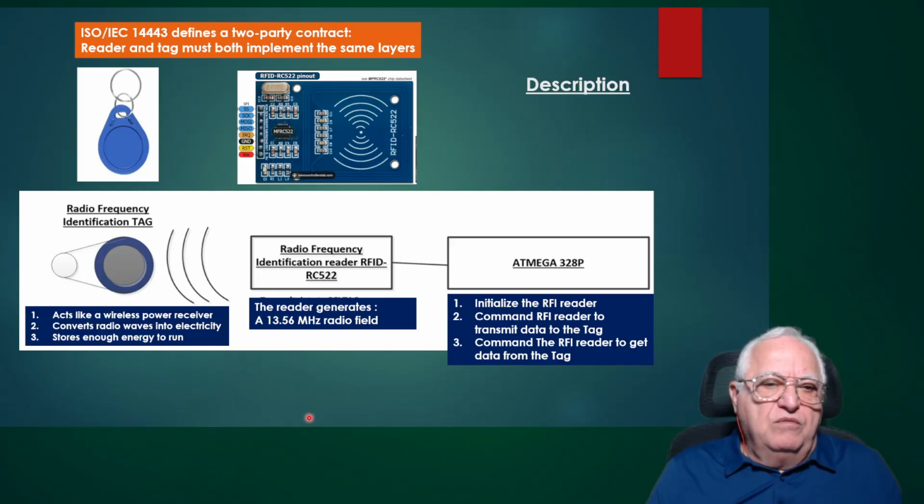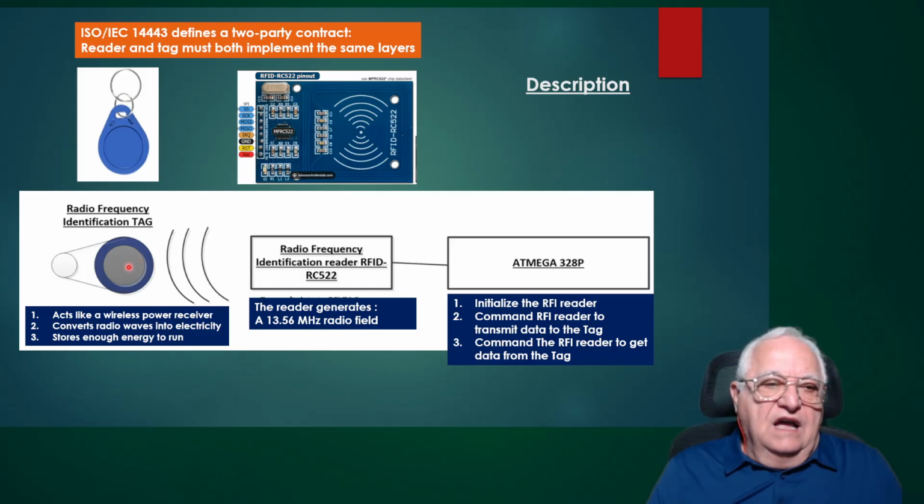So the system is composed of a transmitter and receiver, which in our case is going to be the RFID RC522. And also there is a tag. Now, the reader generates a 13.56 megahertz radio frequency.